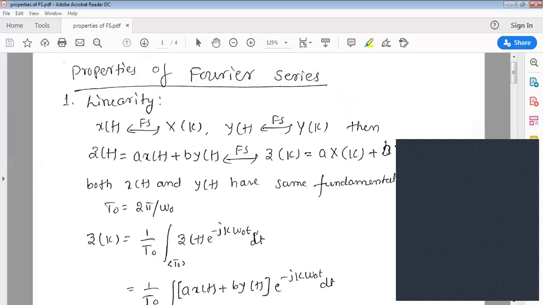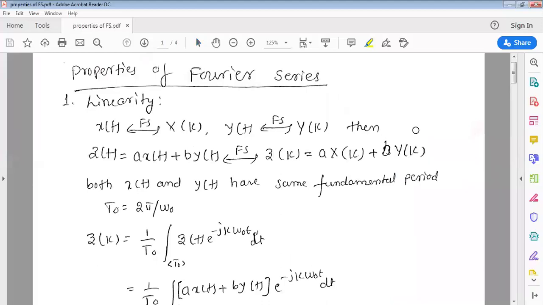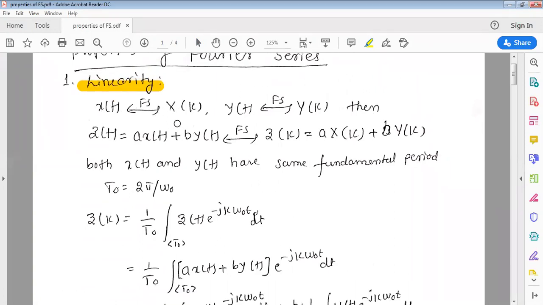Properties of the Fourier series are very similar to the properties of the Z transform. So, we will be able to know very soon. Let us take the first property, that is the linearity property. Let us assume that the Fourier series of x of t is x of k. So, by taking x of t, you are going to get Fourier coefficients x of k, and y of t will give y of k.